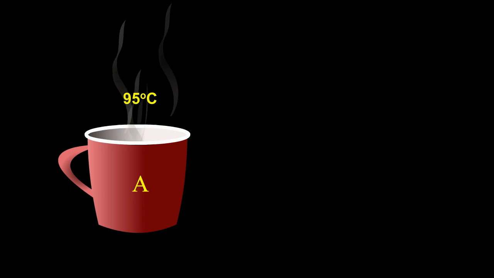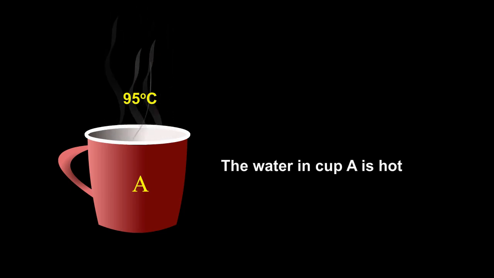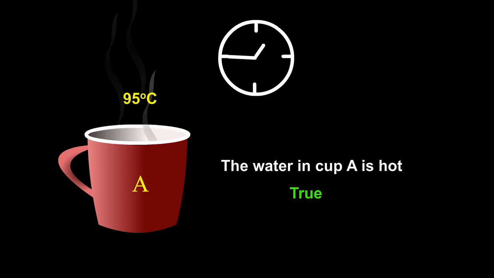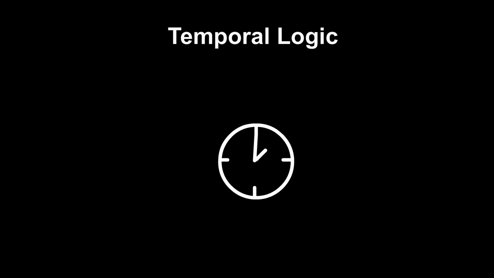Consider again the same example above. When we measure the temperature of the water in cup A for the first time, it is 95 degrees Celsius. So at that time, the sentence, the water in cup A is hot, is a proposition with a value true. 1 hour later, we measure it again. It is 40 degrees Celsius. Then the sentence, the water in cup A is hot, is a proposition with value false now. So it depends on the time. This is an example of a temporal logic. It has two values just like in the classical logic, but with time aspects.